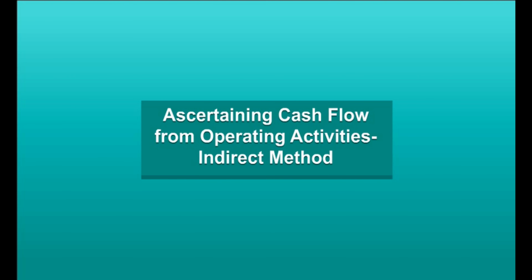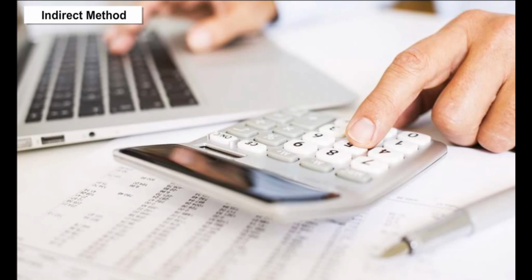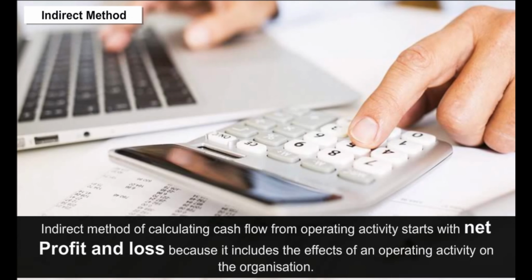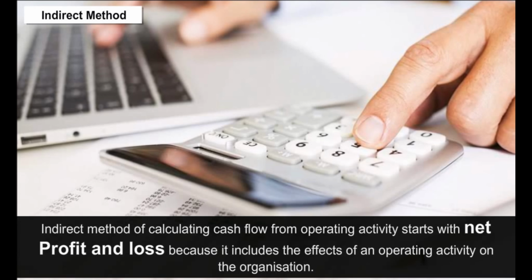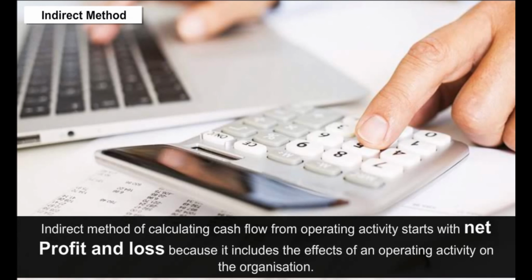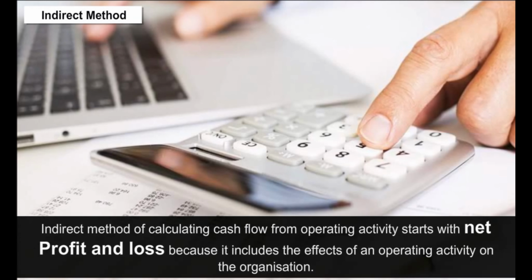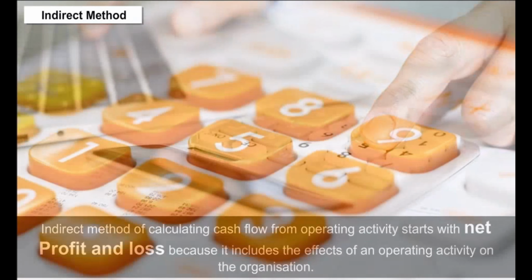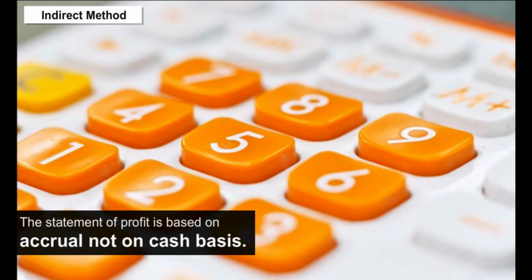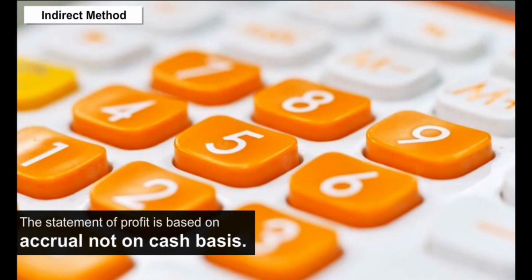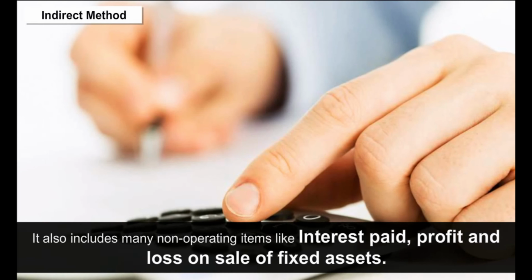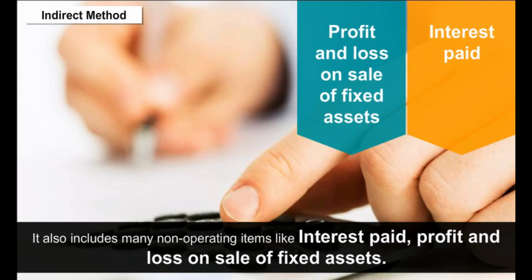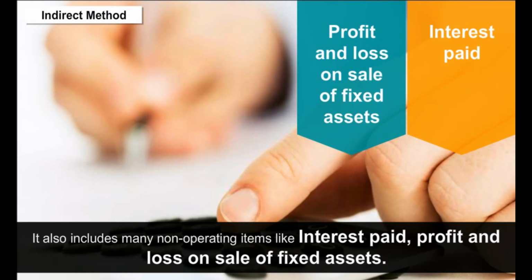Ascertaining cash flow from operating activities. Indirect method. The indirect method of calculating cash flow from operating activity starts with net profit and loss because it includes the effects of an operating activity on the organization. The statement of profit is based on accrual, not on cash basis. It also includes many non-operating items like interest paid, profit and loss on sale of fixed assets.